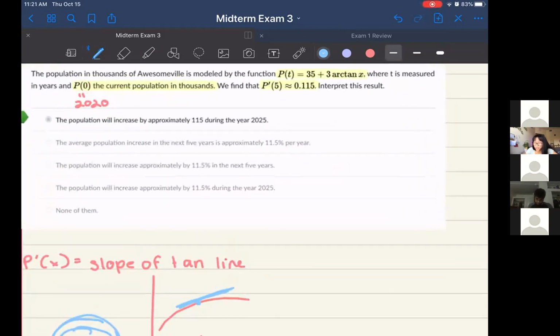I know that one's weird to explain. You just kind of have to practice with applications like that to interpret the derivative. Does everyone get that? Yeah. Okay.